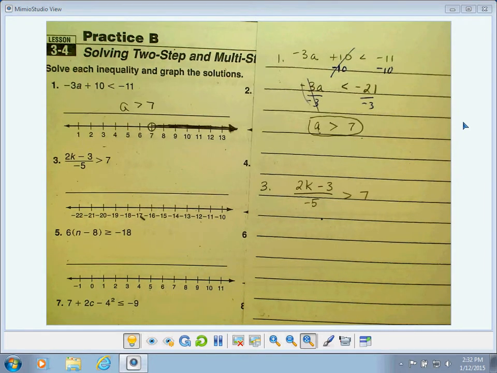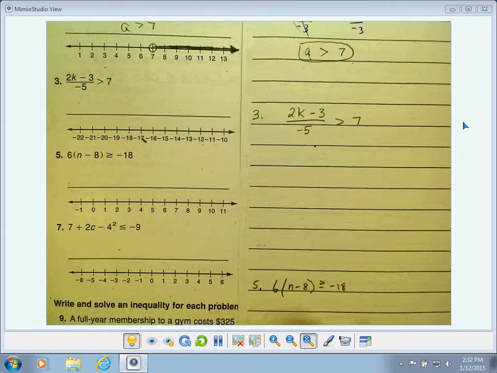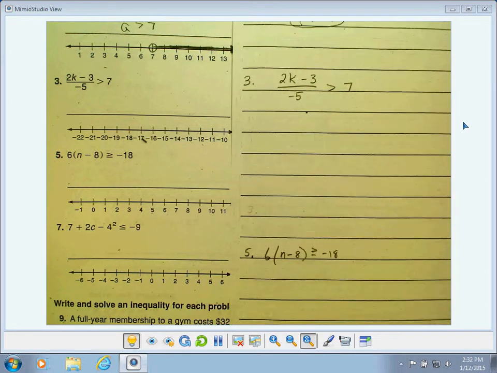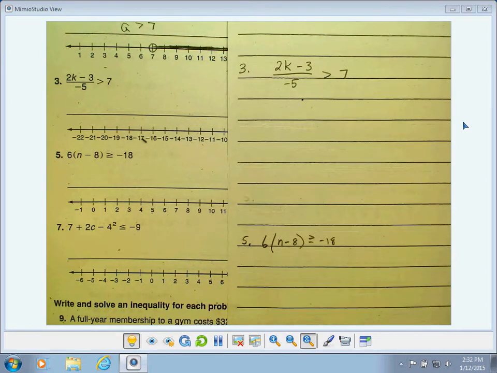Okay, instead of going to number 2, I'm just going to move down to number 3 here. We'll just keep kind of working in a column. I'm going to go back and do the other ones in a little bit. But so we have a problem here that's going to be a little bit more complex.